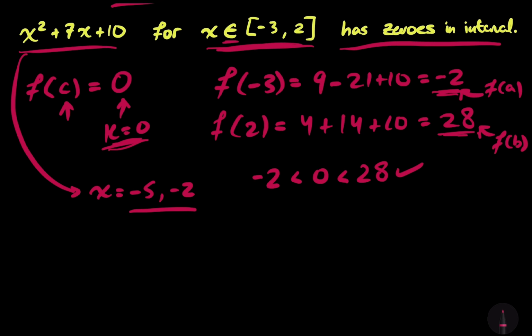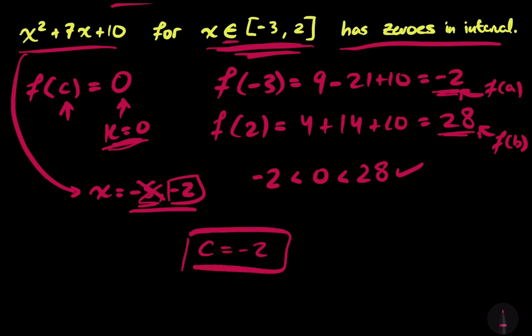But the 0 that we actually care about is the 0 that's contained within our interval from -3 to 2. Although -5 is technically a 0, we don't really want to focus too much on it because it's not contained within the interval. So the 0 that we do care about is x equals -2, because -2 is contained within the closed interval from -3 to 2. And so then we can say that our c value is equal to -2. And we're able to verify that it exists.